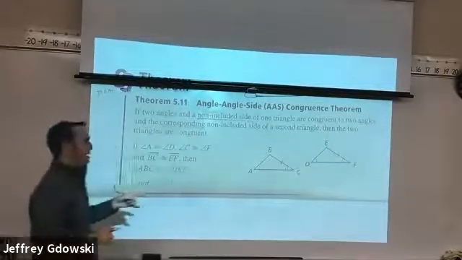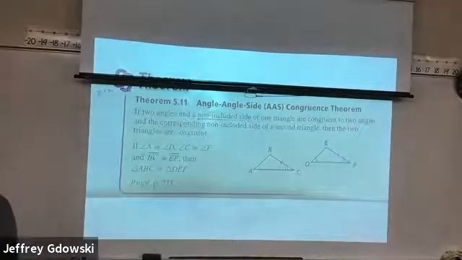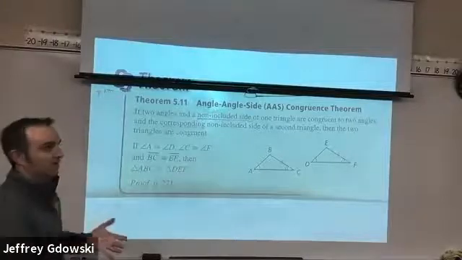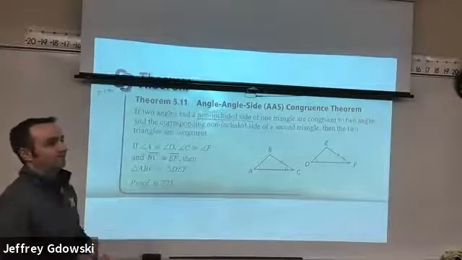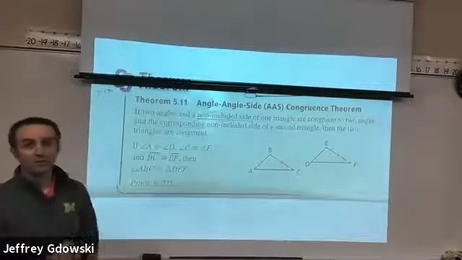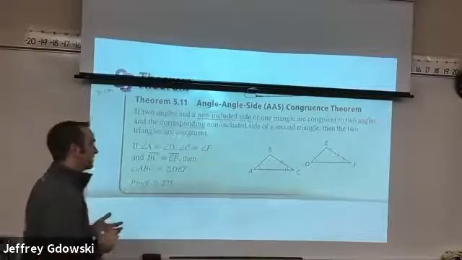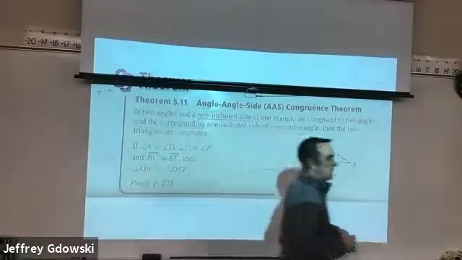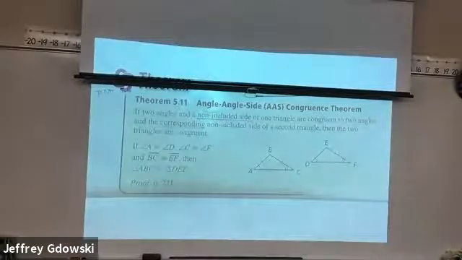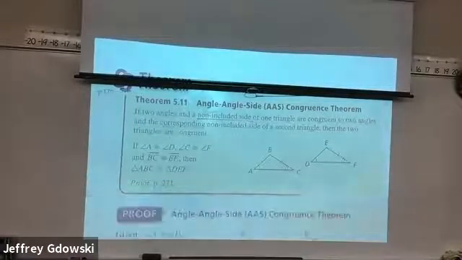ASA, AAS. That goes along with the other ones that we've learned, right? SAS, SSS, HL, and definition of congruent triangles. Okay, so we've got 6 total here that we have to choose from. We got to be ready to use in any situation.